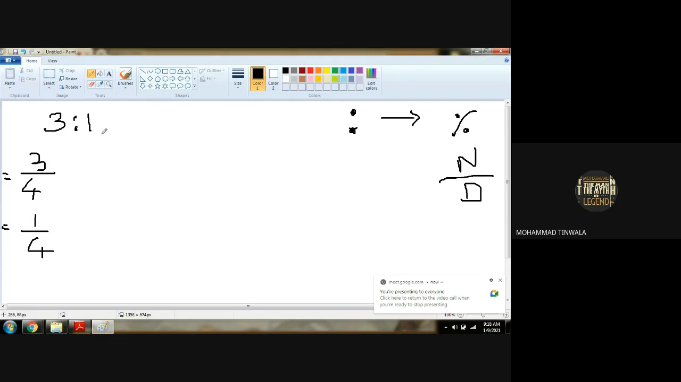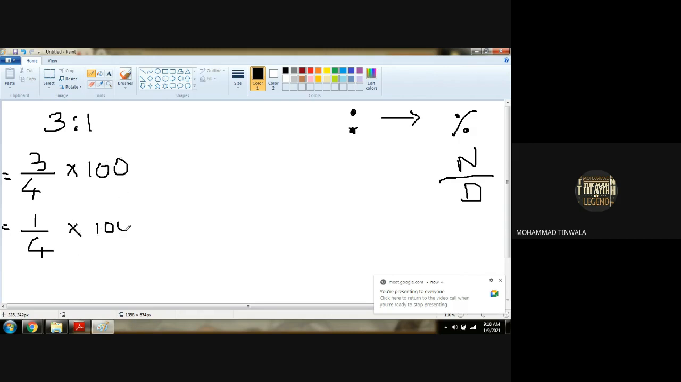So 3:1, two digits are there. By adding these two, we can say that the total is 4 parts. So the first fraction will be 3/4, and the second fraction will be 1/4. Now multiply both the parts with 100.